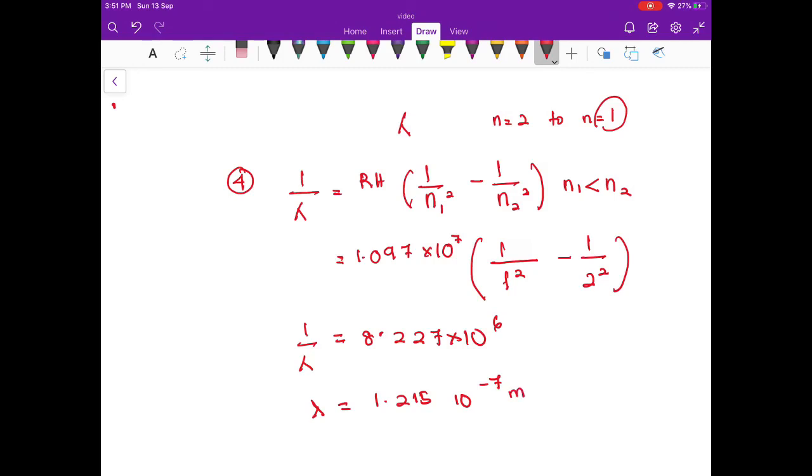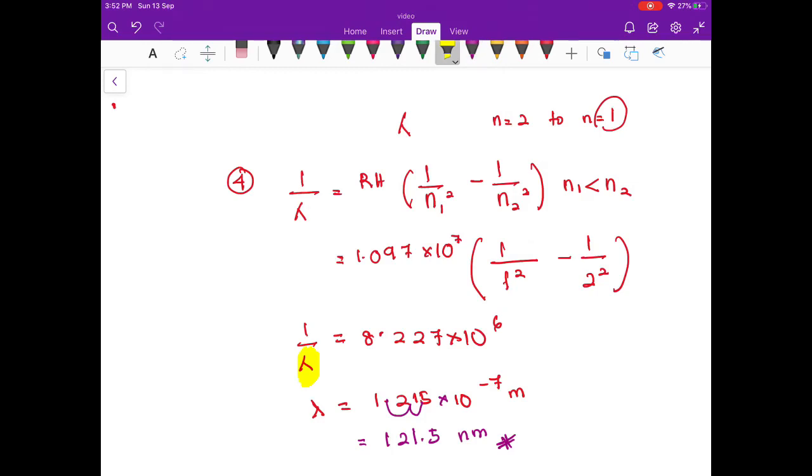See, normally we give the lambda in nanometers. So how do we convert this value to nanometers? We can shift the decimal by 2. So the answer will become 121.5, or 1.215 × 10^2 nanometers, because normally lambda is given in nanometers.